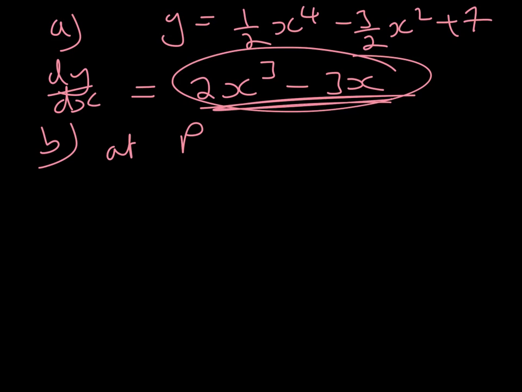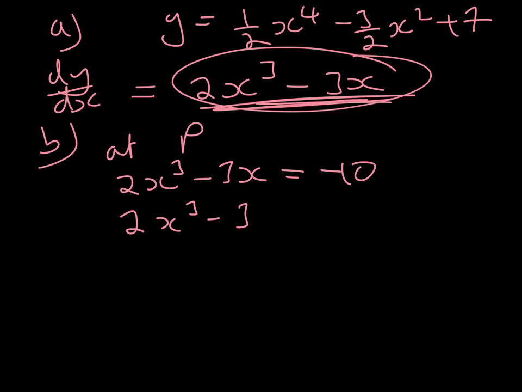P, we know that the gradient, so this is the gradient function, 2x cubed minus 3x, is equal to negative 10. So we can set our gradient function equal to negative 10 and solve that for x. So we can rearrange this, and it gives you 2x cubed minus 3x plus 10 equals 0. And again, just using your polynomial tool on your calculator, you can therefore solve that to find that x equals negative 2.